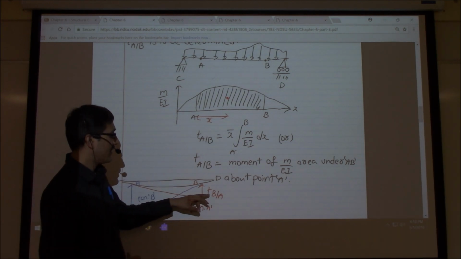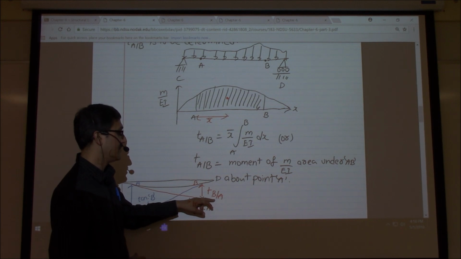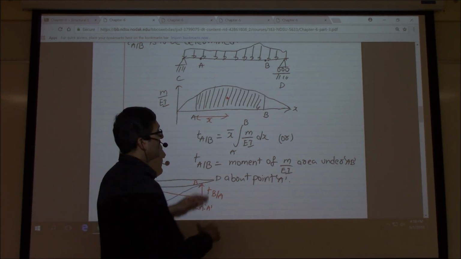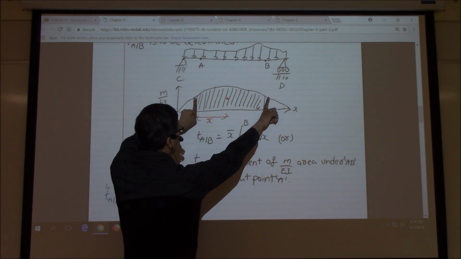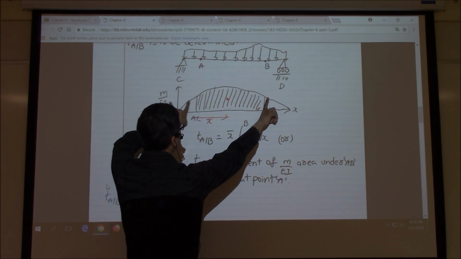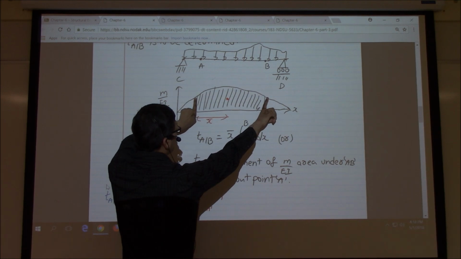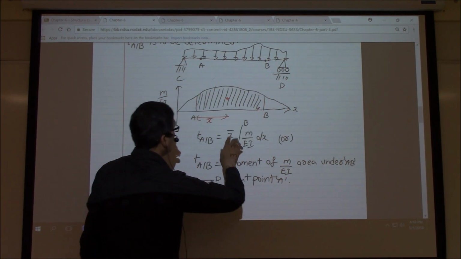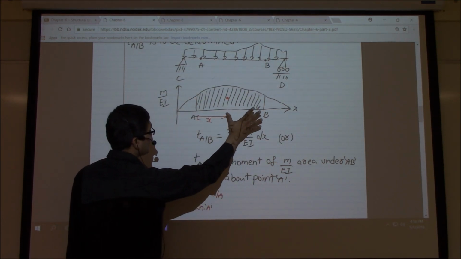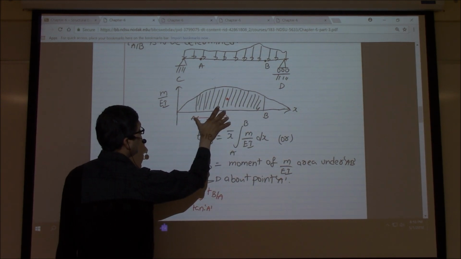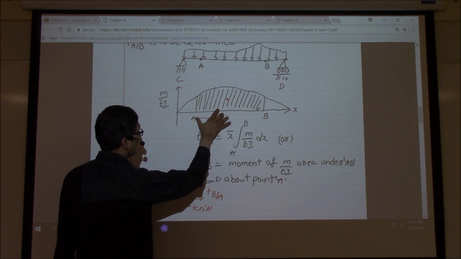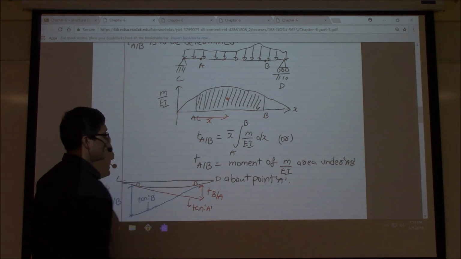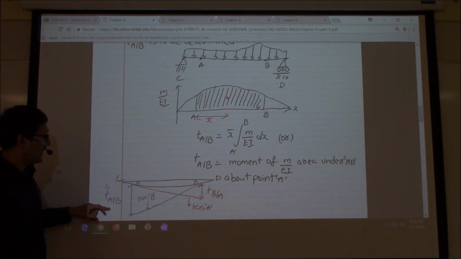So for example, if I want to evaluate this dB by A using moment area theorem number 2, I have to simply evaluate the area between the points A and B in the M by EI diagram, and then multiply it with the distance of the centroid of this area from the point A, which in this case is x bar, if I want to find out tA by B.